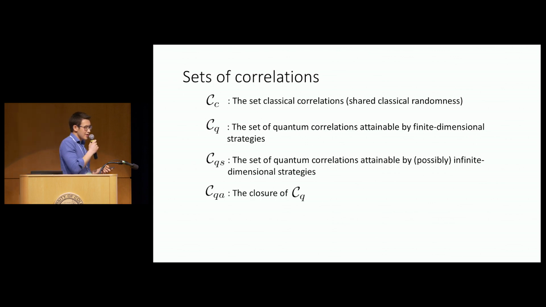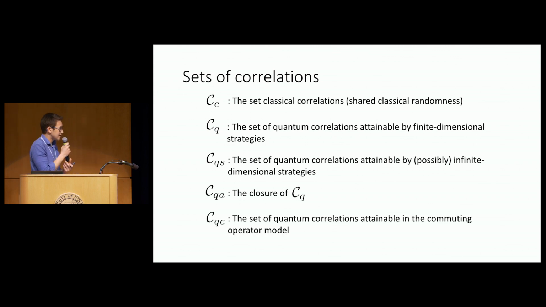There is CQA, which is defined as the closure of CQ. So these are things that can be approximated arbitrarily well by correlations in CQ, by finite dimensional strategies. So you can think of this as limits of finite dimensional correlations. And then finally, there is CQC, which is the most general set that we'll consider. It's the set of quantum correlations attainable in the commuting operator model. So where we just assume that the two provers' observables commute and nothing else. Possibly infinite, yeah.